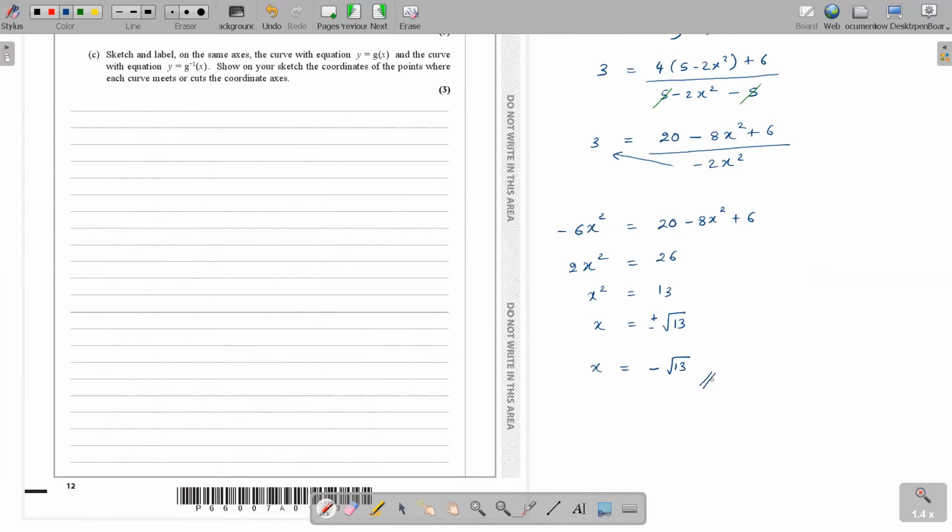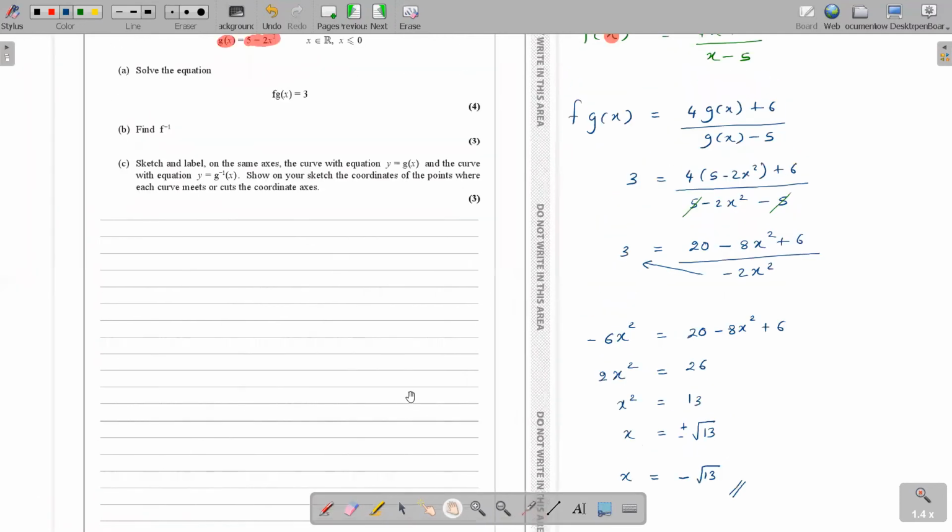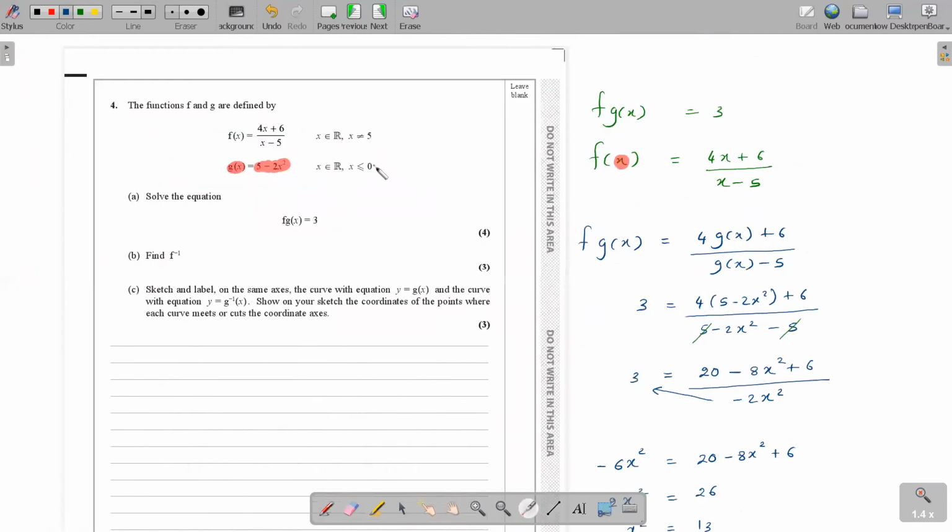So make sure that you specifically mention it. After you take the square root and put the plus or minus, you need to choose the correct answer. The correct answer is only negative root 13. Positive root 13 is not an answer because it doesn't fit into the domain. It has to obey the domain: x is less than 0 and x is not equal to 5. So you must make sure that your answer meets these conditions. So x equals negative root 13 meets the condition, right?